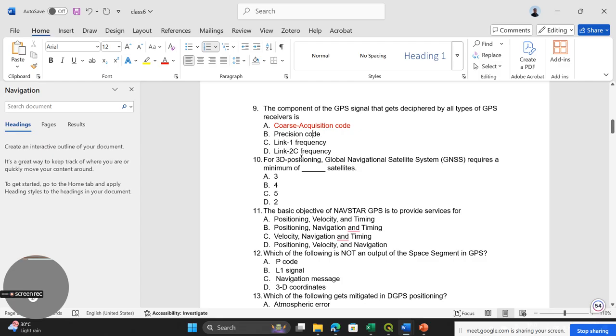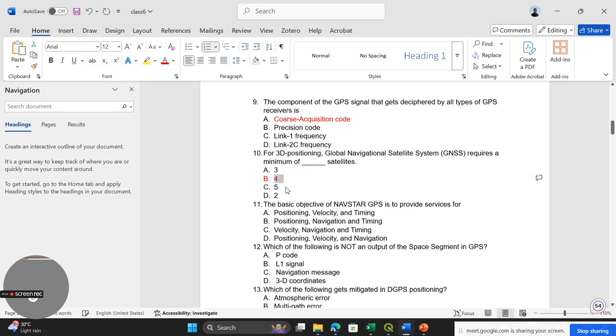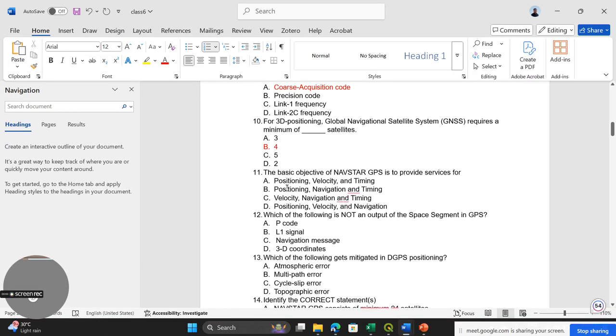Now the next thing is, for 3D positioning, this satellite based navigation system requires a minimum of how many satellites. So the basic objective of GPS is to provide service for.